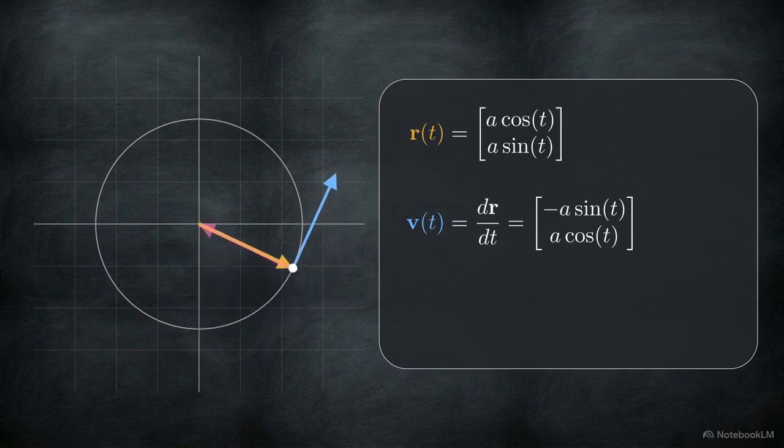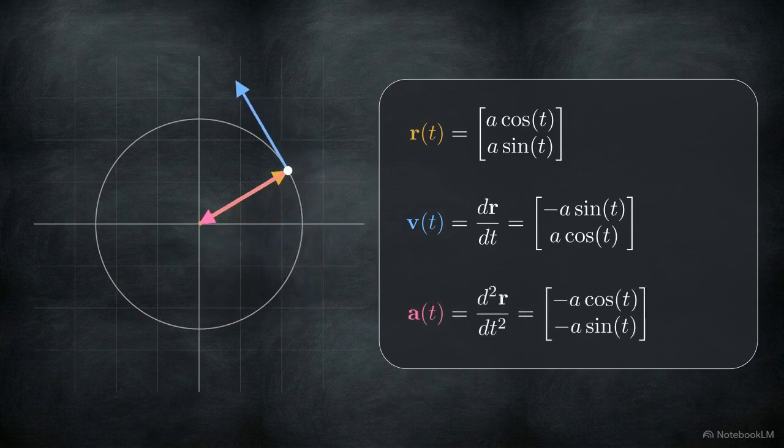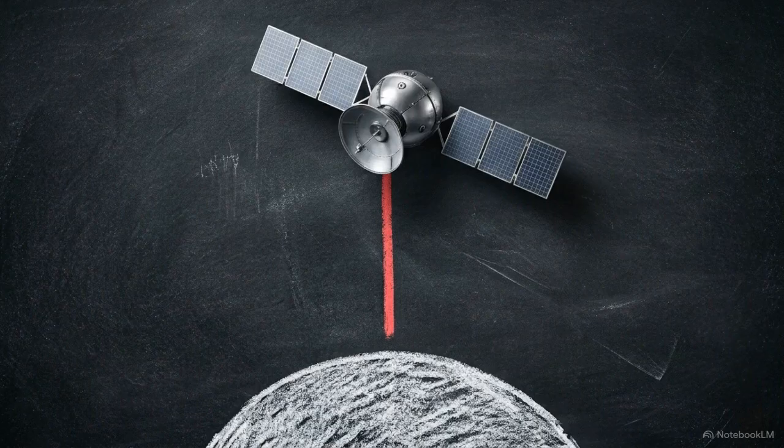Differentiating a second time yields the spatial acceleration vector. The math evaluates to negative a cosine t and negative a sine t, the exact inverse of our position vector. Physically, this vector points dead center, opposite to the outer moving point. This rigorous mathematical relationship is the definitive proof of centripetal acceleration, holding dynamic bodies safely in orbit.